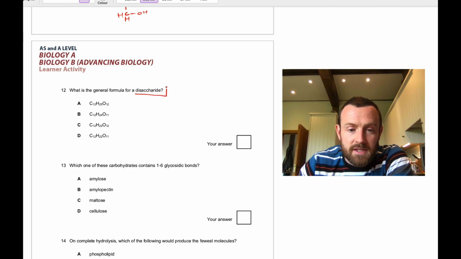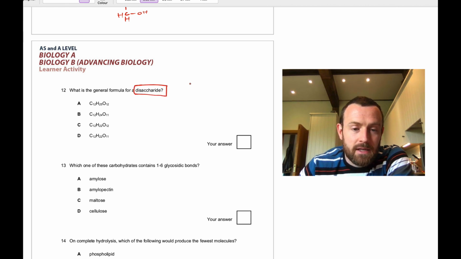Okay, general formula for a disaccharide. Well, this is a tricky one. You've got to think about it a little bit. First of all, let's look at glucose. You should know the formula for glucose. C6H12O6.